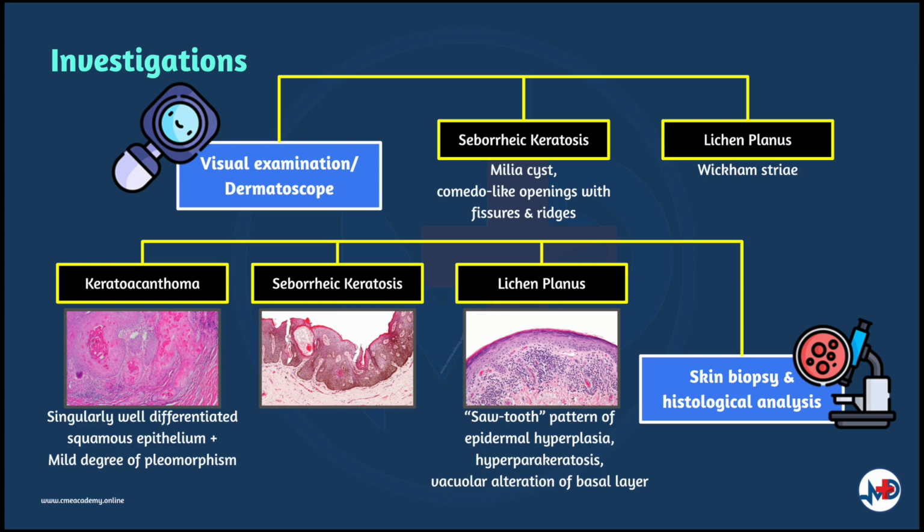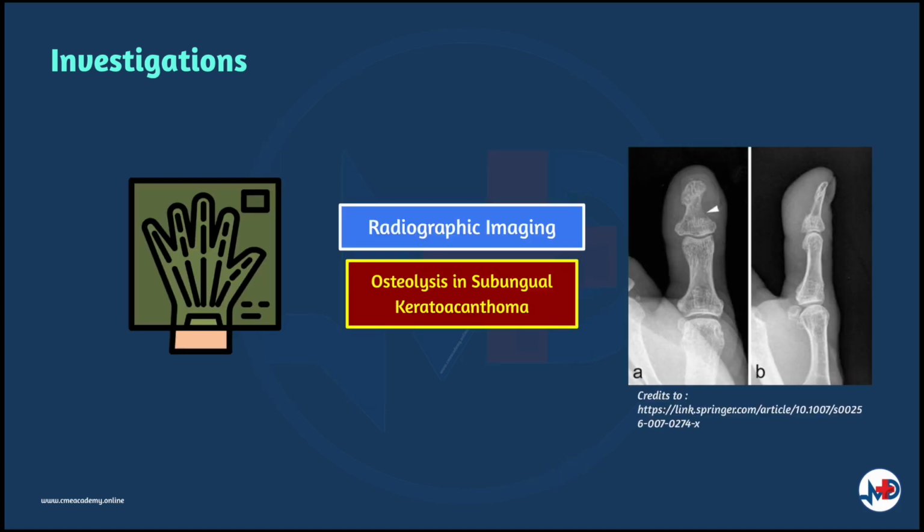Dermatoscopy of lichen planus shows Wickham striae, while biopsy of the lesion reveals a sawtooth appearance of epidermal hyperplasia, hyperparakeratosis with thickening of the granular cell layer, and vacuolar alteration of the basal cell layer of the epidermis. Other investigations include radiographic imaging to look for presence of osteolysis if there is subungual keratoacanthoma.